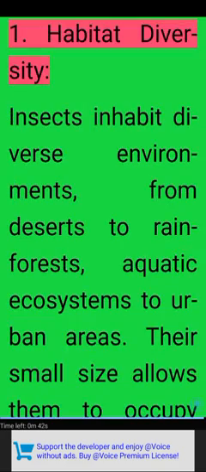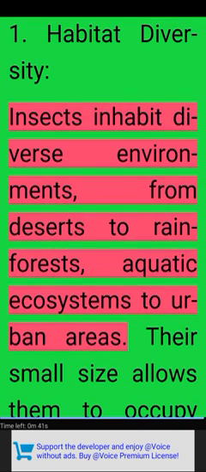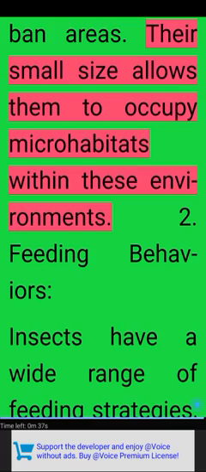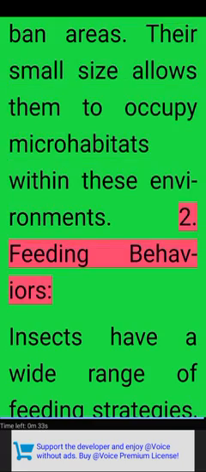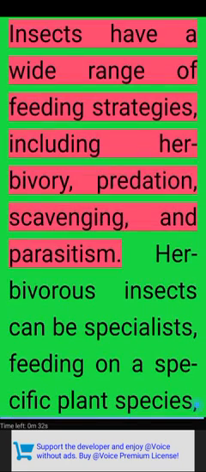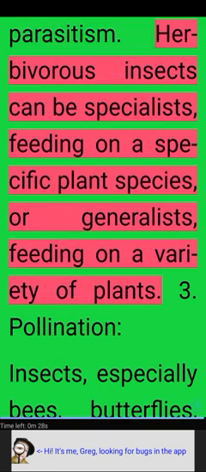1. Habitat diversity. Insects inhabit diverse environments, from deserts to rainforests, aquatic ecosystems to urban areas. Their small size allows them to occupy microhabitats within these environments. 2. Feeding behaviors. Insects have a wide range of feeding strategies, including herbivory, predation, scavenging, and parasitism. Herbivorous insects can be specialists, feeding on a specific plant species, or generalists, feeding on a variety of plants.